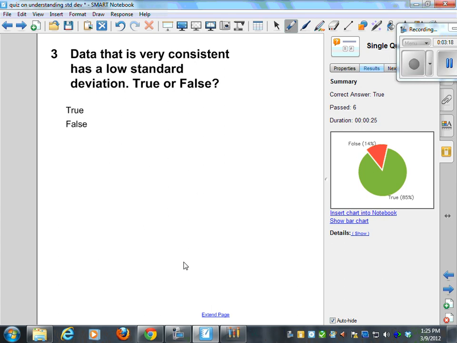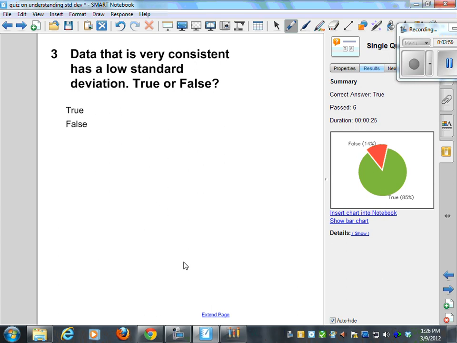The correct answer is true. Yes, that is the definition of low standard deviation. Very consistent, all very close to the same. All the numbers are almost identical. For example, if we took everyone's age in the room and it was all 17, what would the standard deviation be? 0, because they are all the same. There is no differing from the mean. If everyone's age is 17, what's the average age? 17. No one is different, so 0 is the standard deviation.